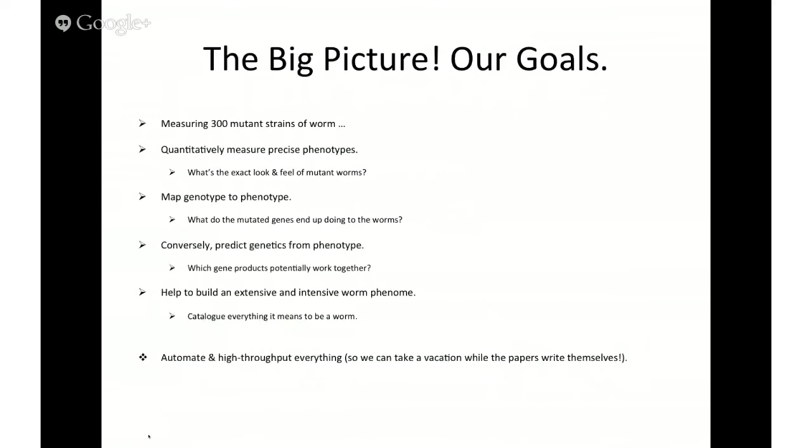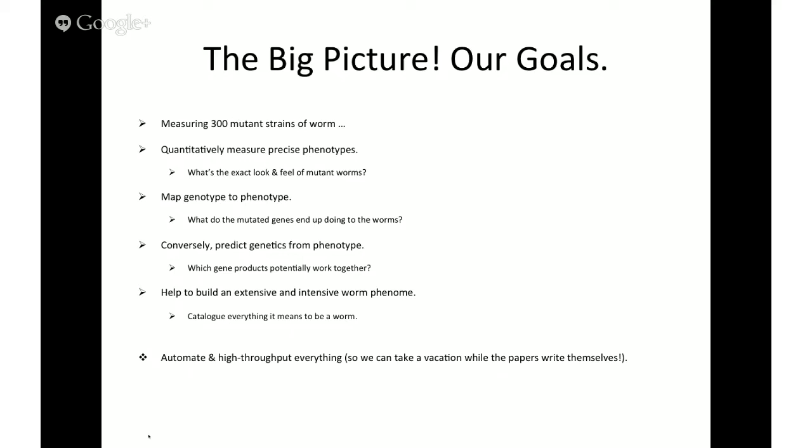Basically, I'm going to be talking to you about us measuring 300 mutant strains of worms. What we wanted to do is quantitatively measure precise phenotypes. So we wanted to understand the exact look and feel of these mutant worms. Many of them just have single gene mutations, and by understanding what they look like, we can hope to understand what those genes are actually doing.